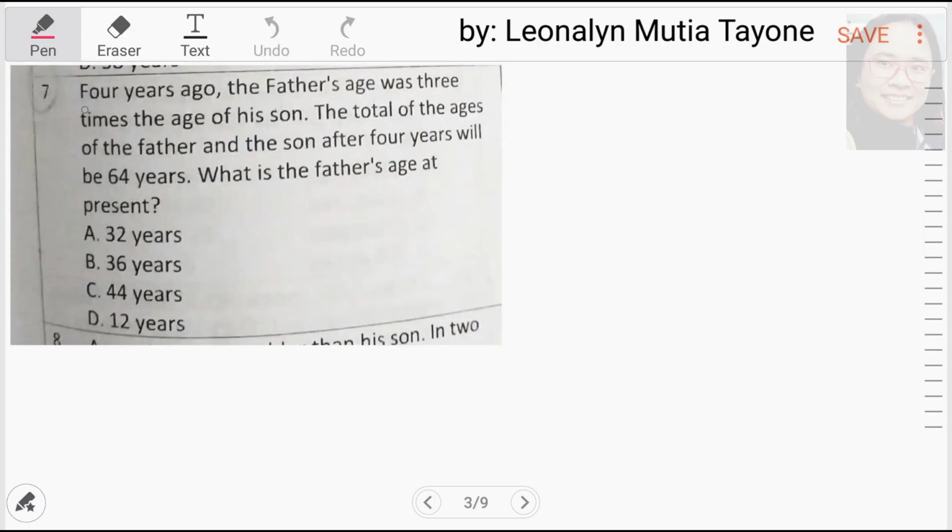Next, 4 years ago, the father's age was 3 times the age of his son. The total of the ages of the father and the son after 4 years will be 64 years. What is the father's age at present? Is it 32 years, 36 years, 44 years, or 12 years?